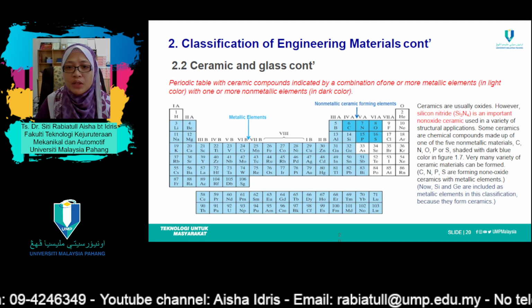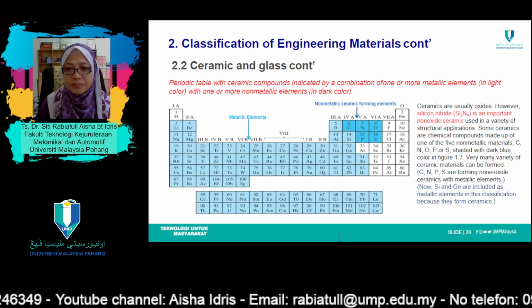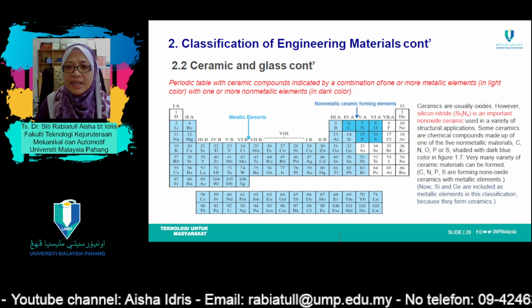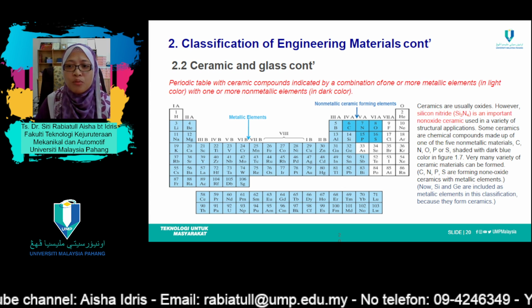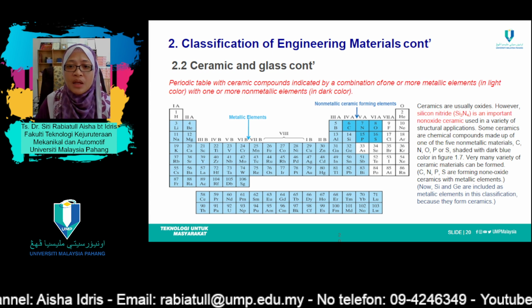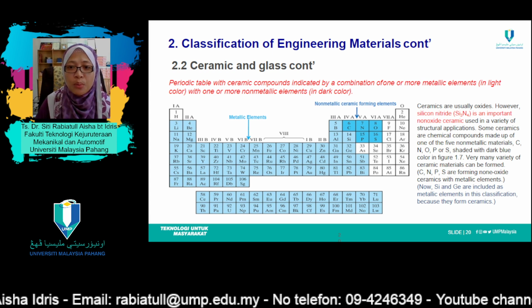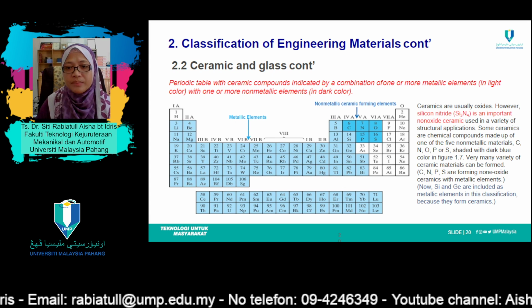And if you refer to this periodic table, ceramic compounds are indicated by a combination of one or more metallic elements in light color with one or more non-metallic elements in dark color.